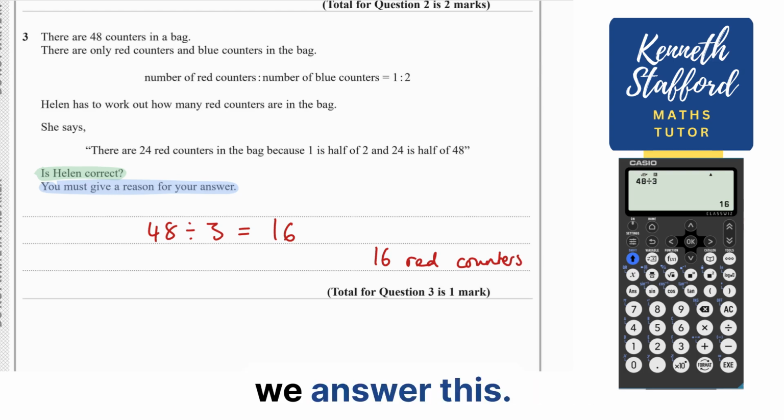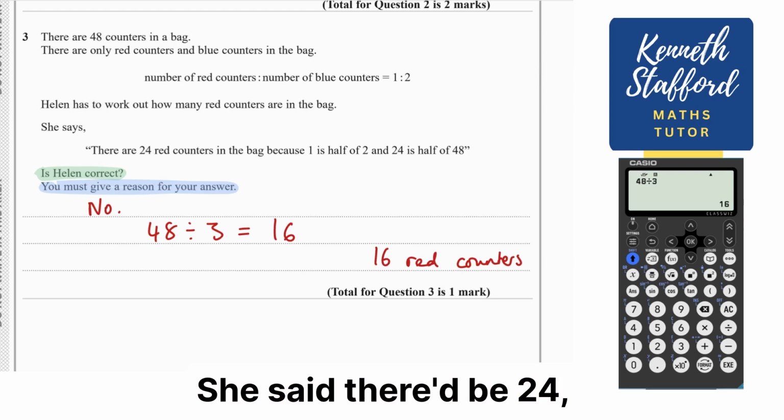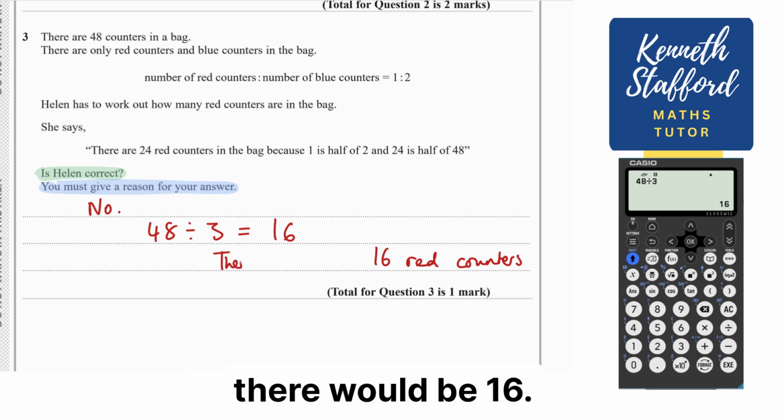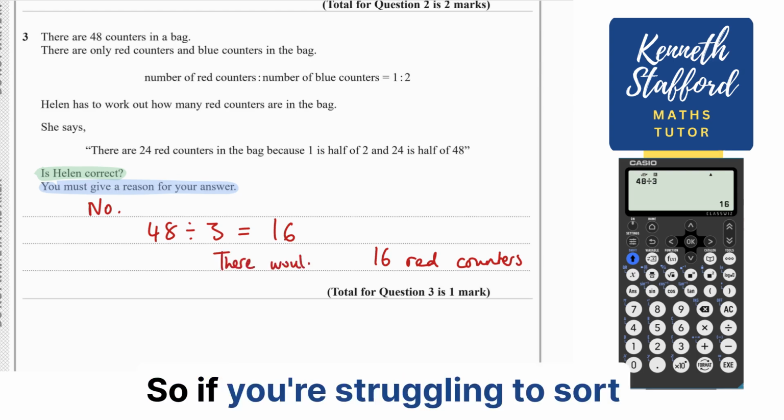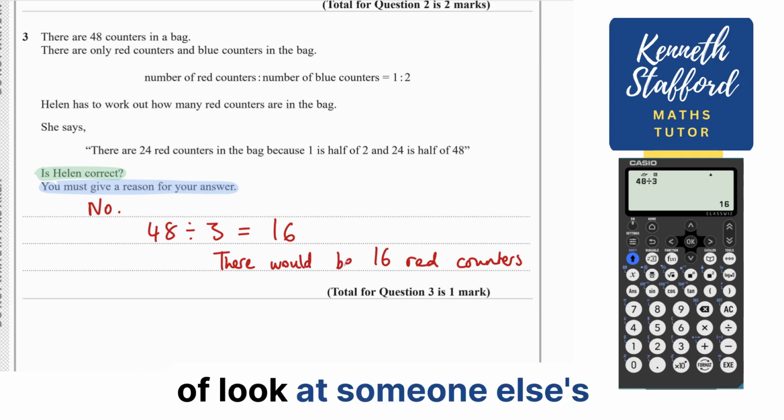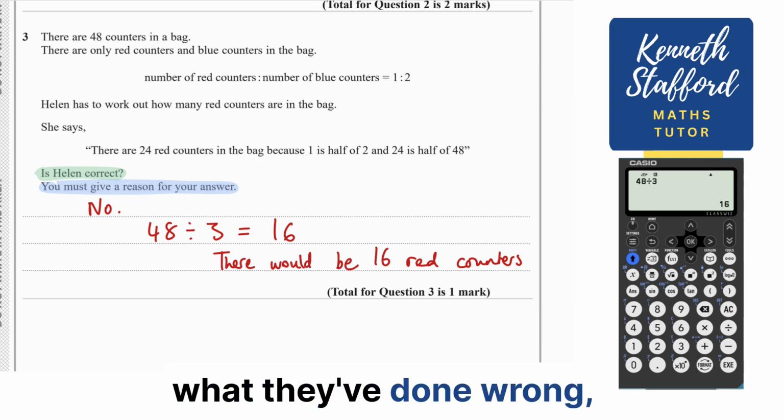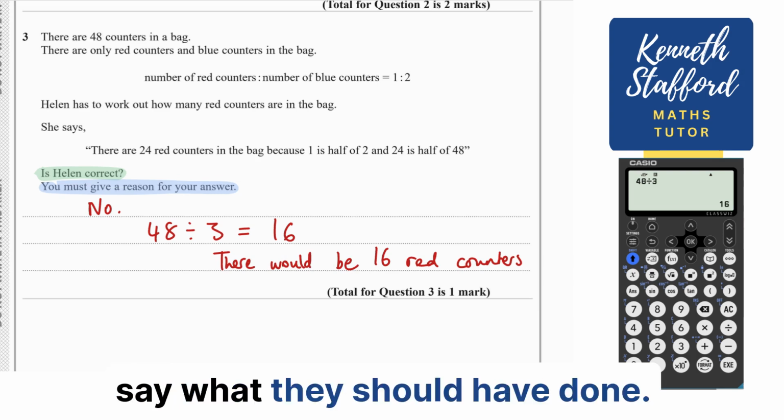And we need to make sure we answer this. No, she's not correct. She said there'd be 24. There would be 16. So if you're struggling to look at someone else's working out and say what they've done wrong, what you can always do is just say what they should have done.